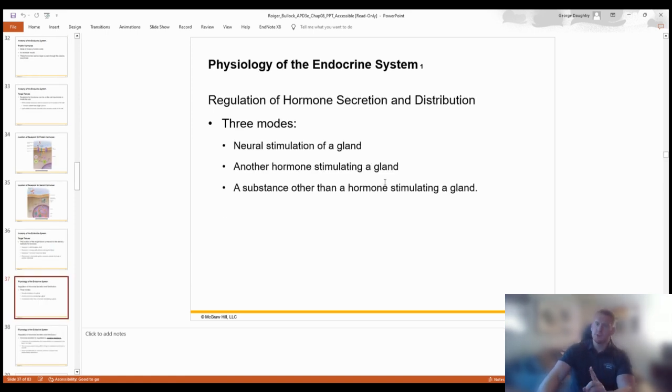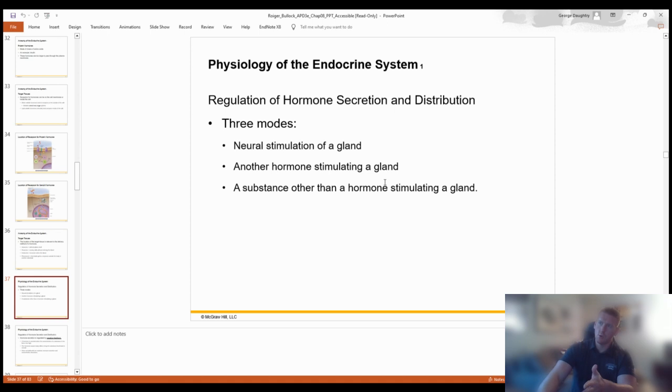Okay. All right. So now let's talk about regulation of hormones. Regulation of hormones can take a negative feedback loop or it can take a positive feedback loop. Regulation of hormones happens on a moment-to-moment basis, and there are 3 modes that take place. Neural stimulation of a gland. That's either going to produce, we need to stop producing this hormone or we need to produce more of this hormone. One of the two.